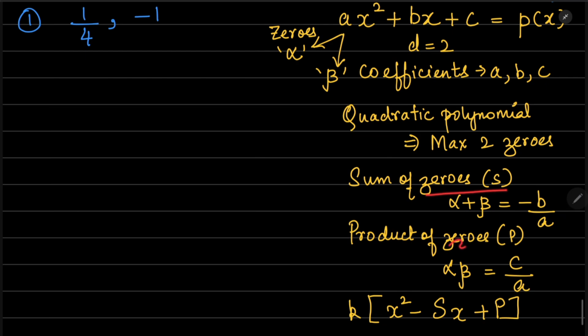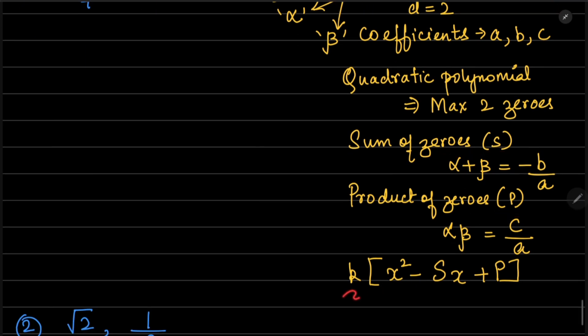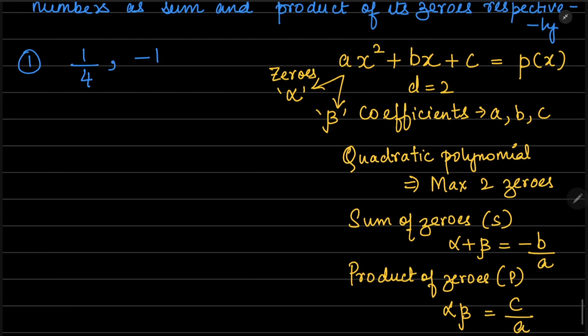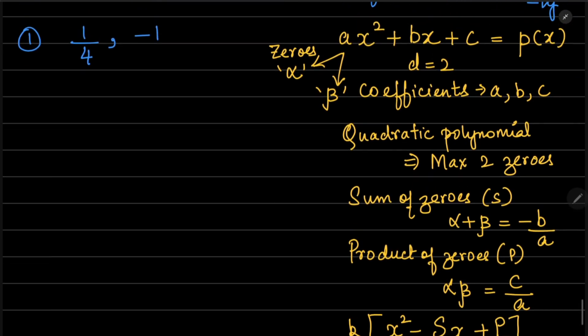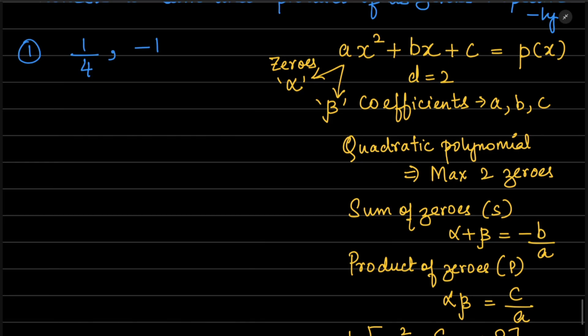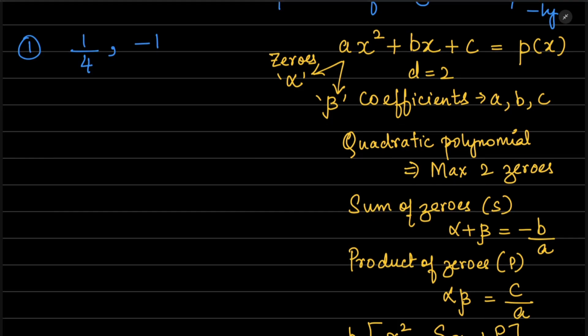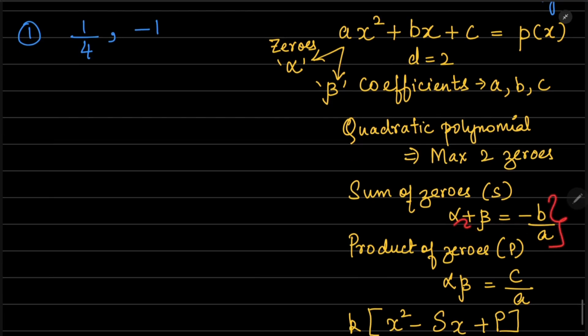Suppose you are given the sum and product directly, you can just substitute it in the formula, which is k multiplied by x square minus sx plus p, where s is the sum of zeros, p is the product of zeros. Mainly this much is the main thing that is needed for your chapter 2 polynomials, predominantly. If you are asked the relationship between the coefficients and the zeros, these are the two things which are very important, wherein you are able to relate the zeros with the coefficient.